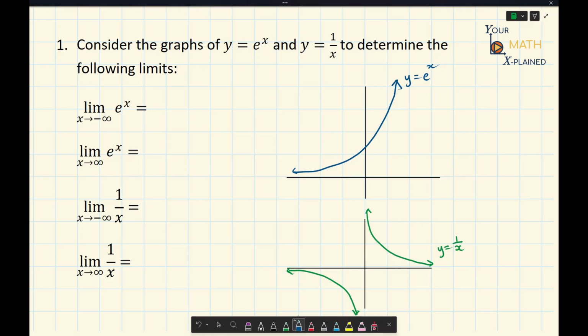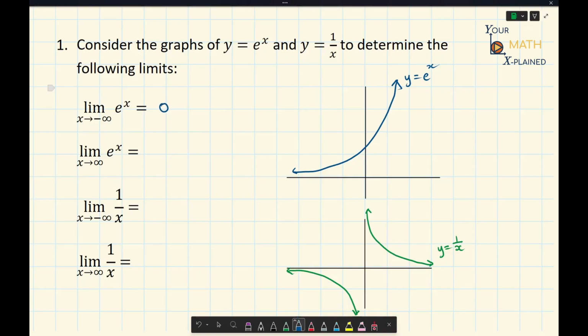So now let's go ahead and determine the following limits. The first one is the limit as x approaches negative infinity of e to the x. From this graph here, we can see that if our x keeps going towards negative infinity, the graph is going to approach 0. It's going to get closer and closer and closer to 0. So therefore, the first limit here is going to be equal to 0.